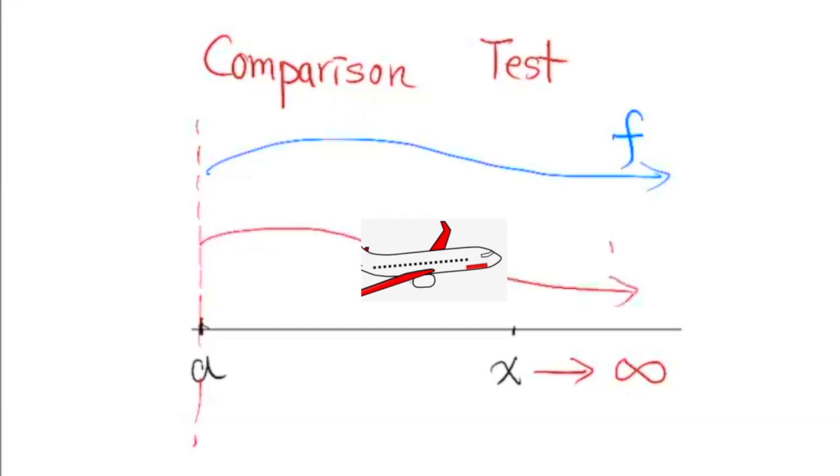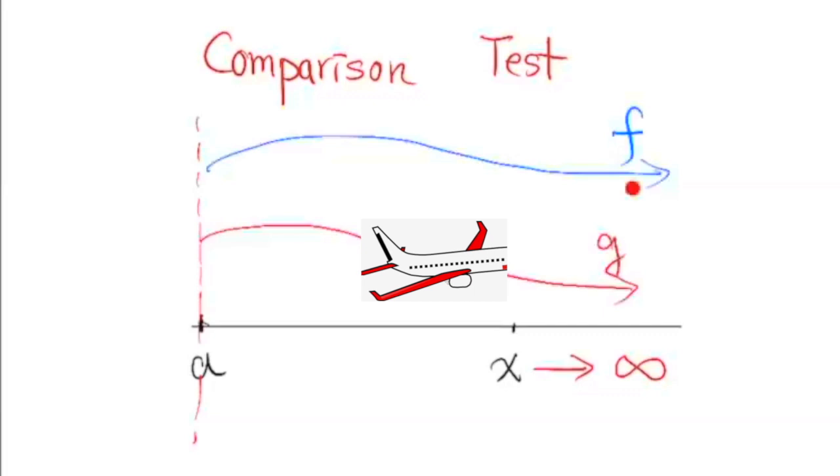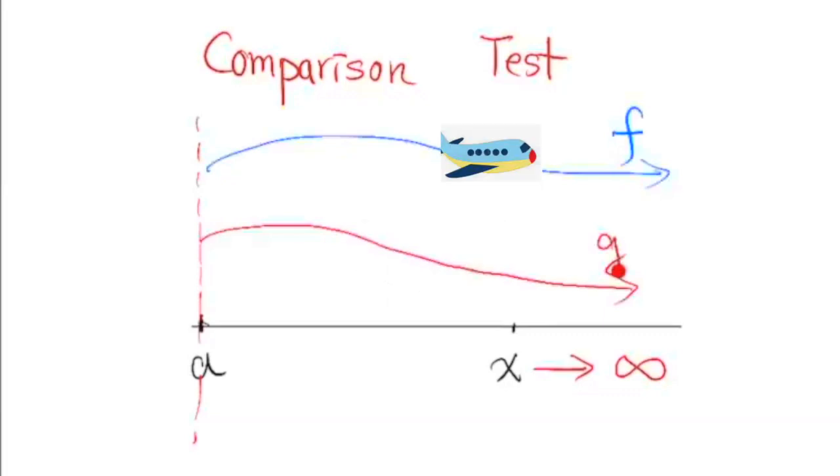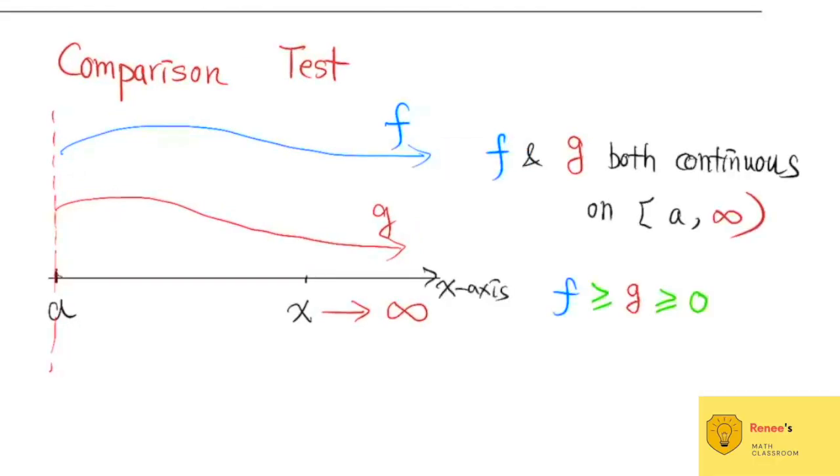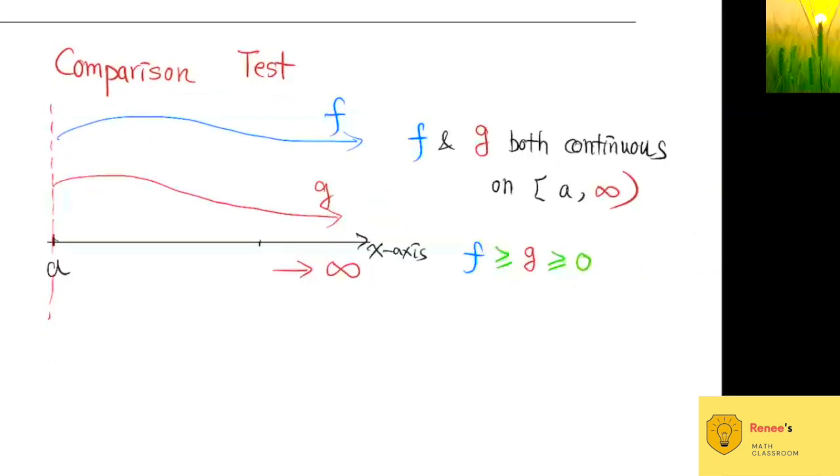Think about two airplanes. One goes above and one goes below. The corresponding trajectories for them will be the graphs of f and g, with f greater than or equal to g, and g greater than or equal to 0, for all x greater than or equal to a. That is, f and g are both continuous positive functions on the interval from a to infinity. Now let's discover this together.